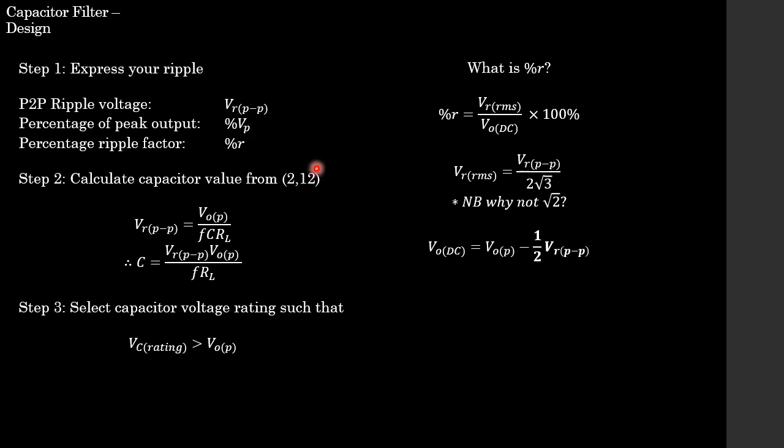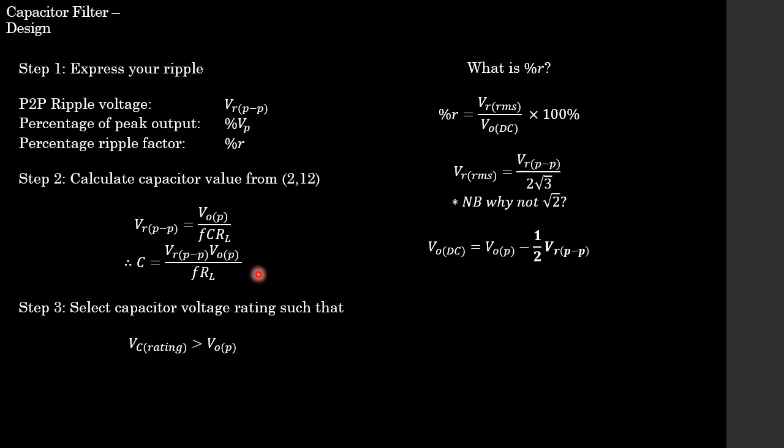Now once you express your ripple, or you rather choose what you want your ripple to be, you want to then actually calculate your capacitor value. Again, you can go back to equation 2.12, which is V ripple peak to peak is equal to this right hand side, and we rearrange it to make our capacitor value the subject of the expression, and we know what all these values are. We have already chosen what we want our ripple peak to peak to be. We know what our output peak voltage is. We've got our frequency and our load resistance, and we calculate what our capacitor value needs to be.